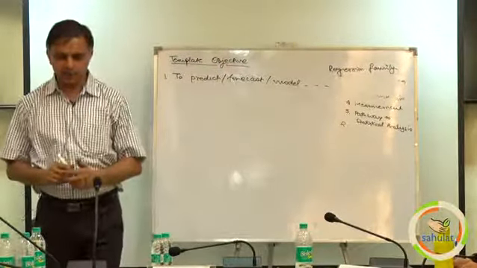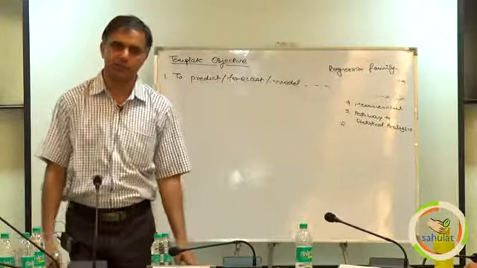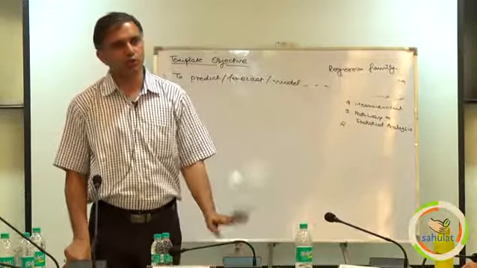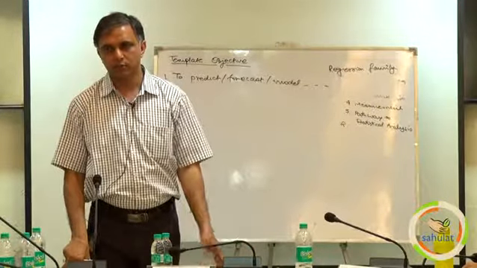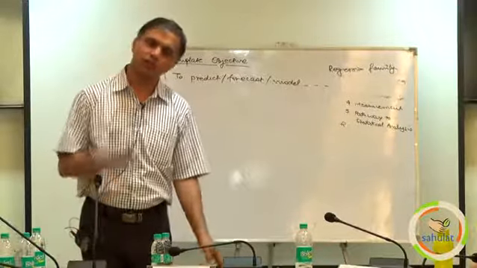My favorite writer is Andy Field. His book is Discovering Statistics Using SPSS. He says there is only one thing in the world that you should learn, that is regression. T-test is a regression, ANOVA is a regression, even chi-square test is a regression. There is only one thing.